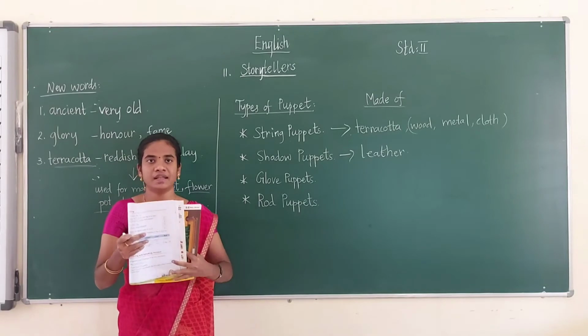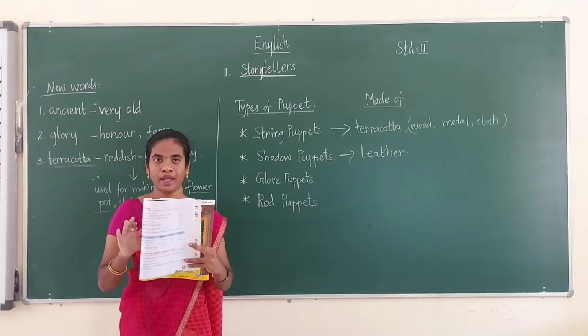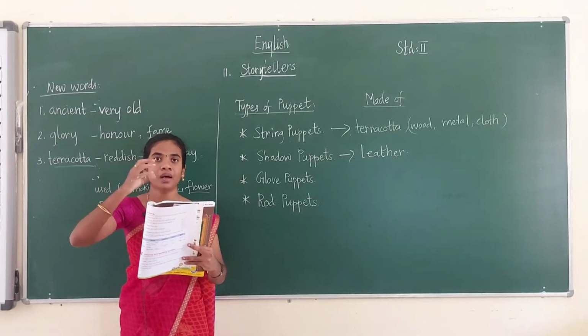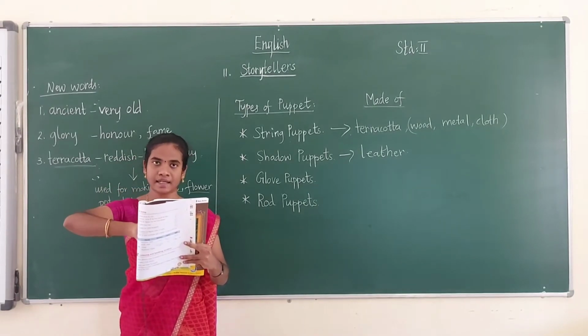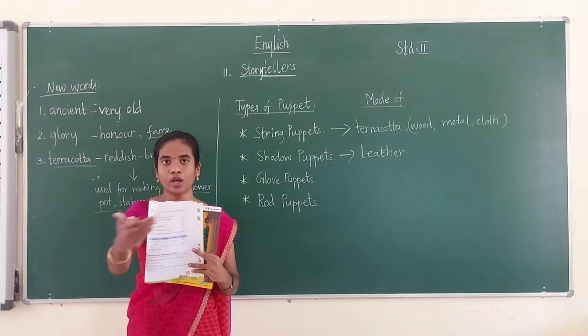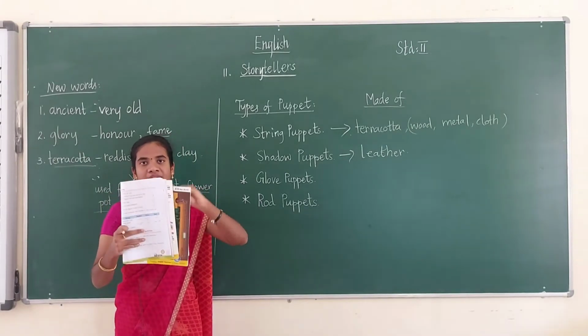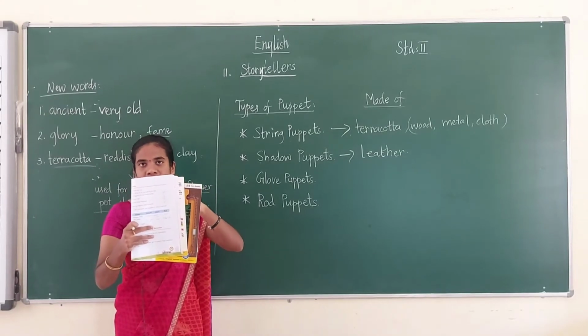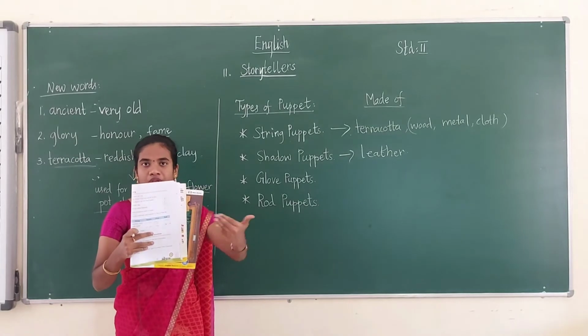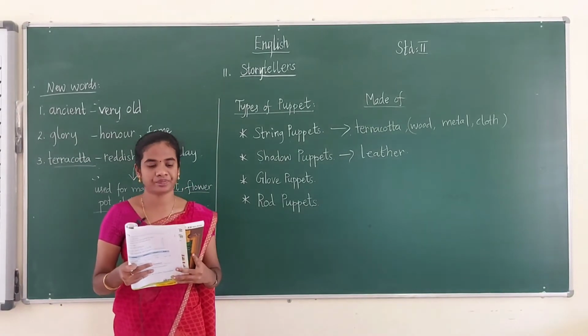Now imagine that this is a screen, and here they usually perform. These are the audience, here the audience are there. The puppeteers will do the actions here. So you can view the shadow puppets only through the screen.